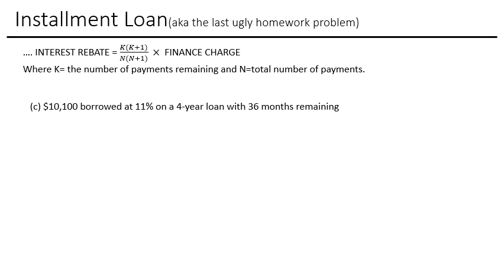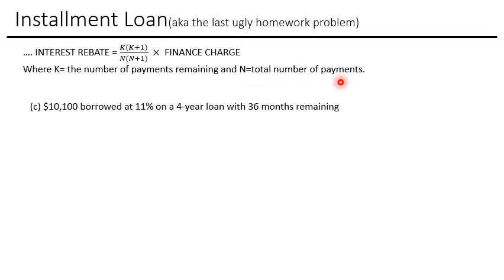Okay, so I'm going to skip down and work one of these parts for you. I actually wanted to look at part C. So part C said that you have $10,100 borrowed at 11% on a 4-year loan with 36 months remaining. And they want you to find the interest rebate. And so what we're going to do is plug this into this formula up here. So we have to find the number of payments remaining, which they told us, 36 months remaining. So K in this case is going to be 36.